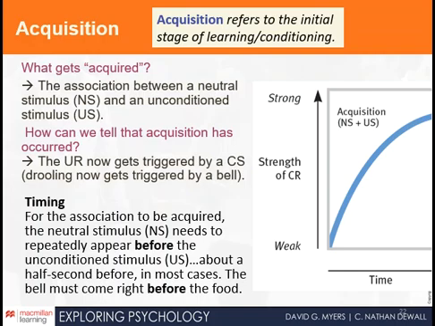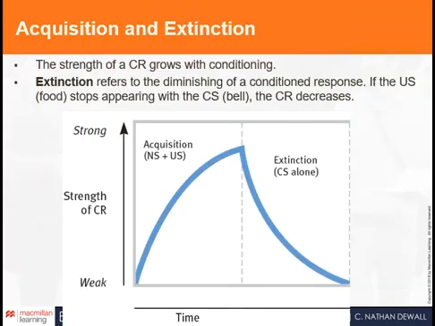You can see in the graph to the right, we have the strength of the conditioned response, weak to strong. We have time to the right, and we can see from this curve that the more trials of the NS plus the US occur together, the stronger the conditioning will be. The strength of the conditioned response grows with conditioning.